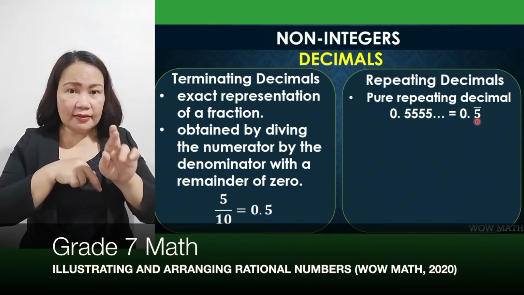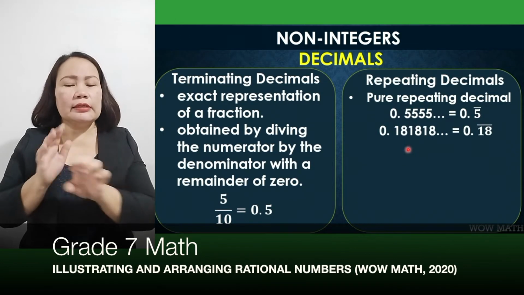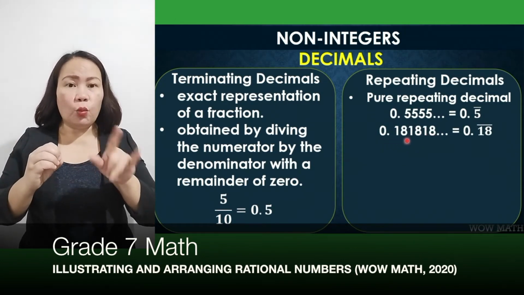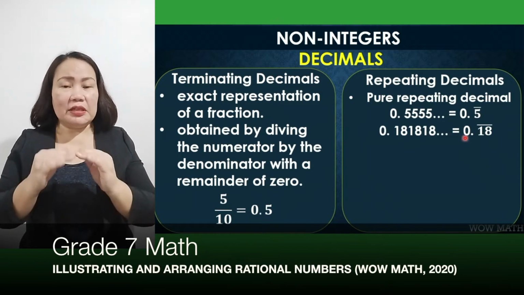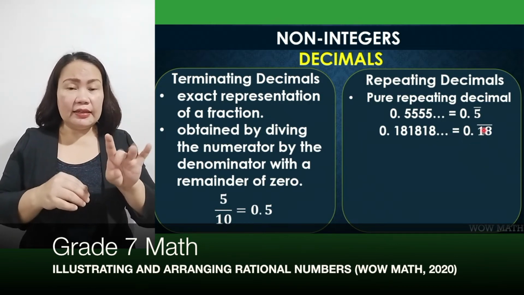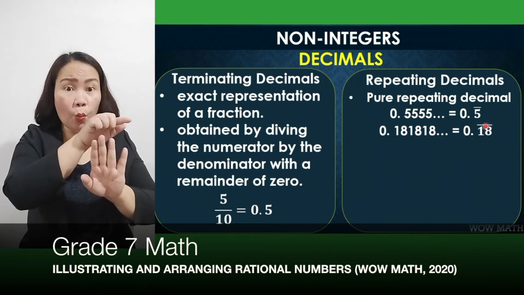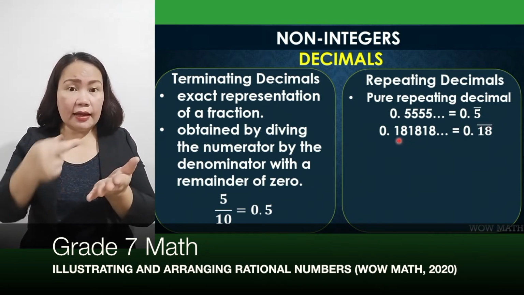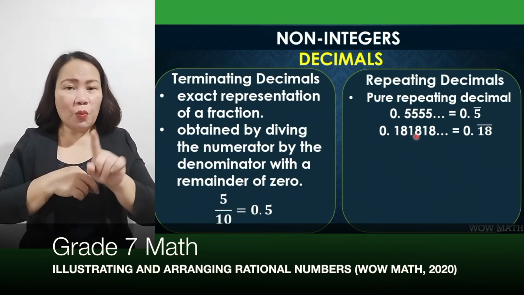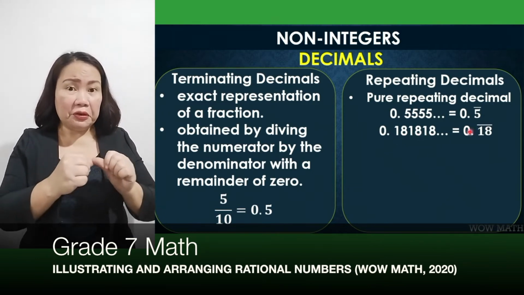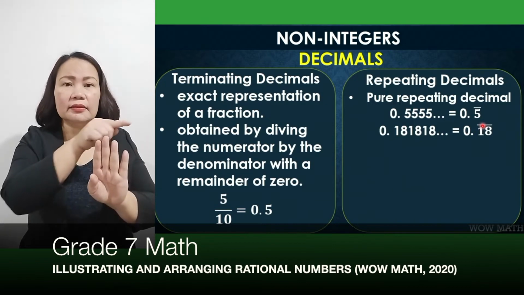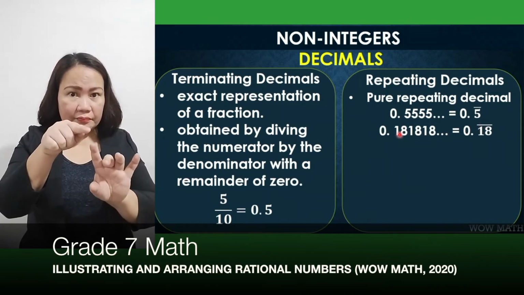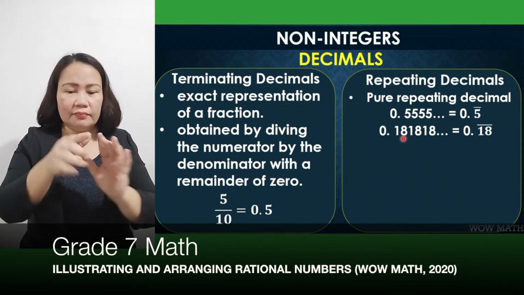Repeating. Another example. If I have 0.181818, I'm gonna write this as 0.18 with the bar above 1 and 8. Bakit 1 and 8? Kasi ang nauulit na digits natin ay 181818. So, ang bar natin ay ilalagay ko dun sa repeating block na 1, 8, dun sa dalawang digits.